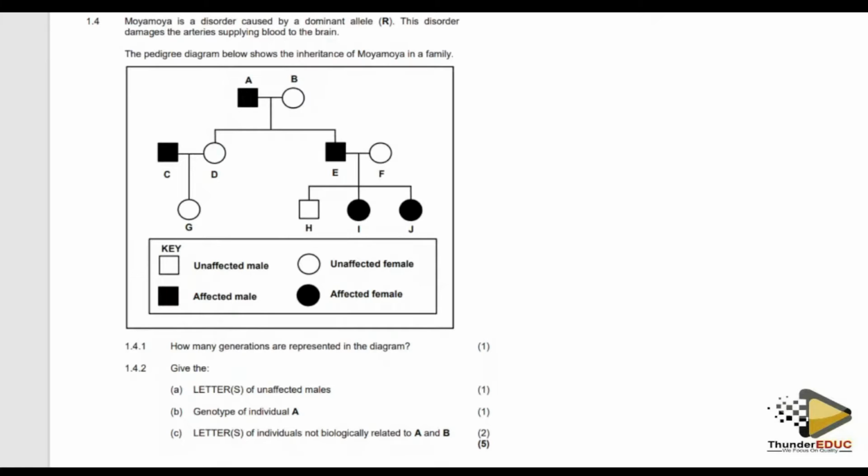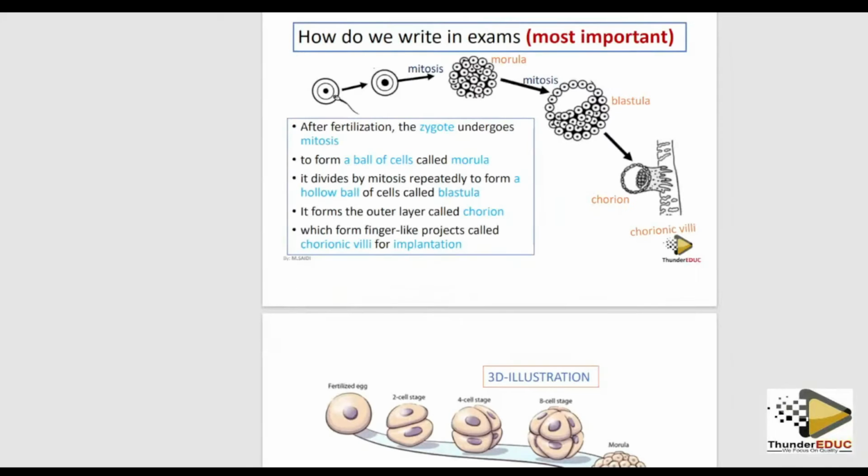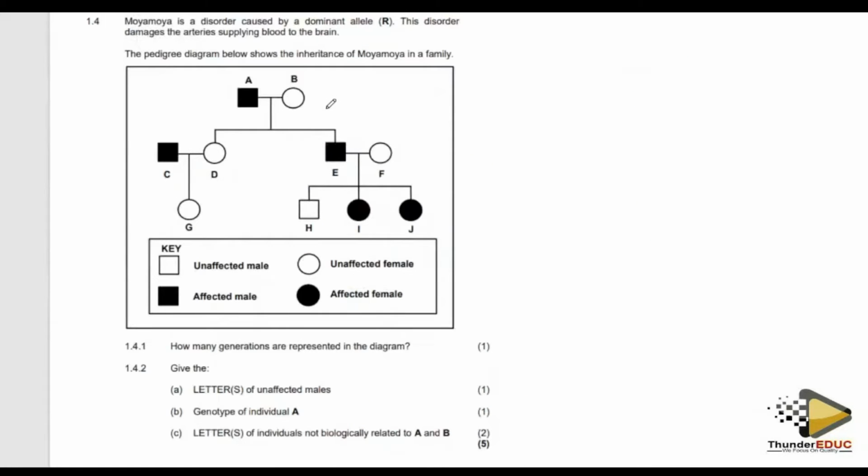All right, the first question. These are national examination questions, obtained from past papers. Please always and always use these past papers so that they can guide you. The first question says that Moya is a disorder caused by a dominant allele, capital R. You see, the question is stating that it is caused by a dominant allele.